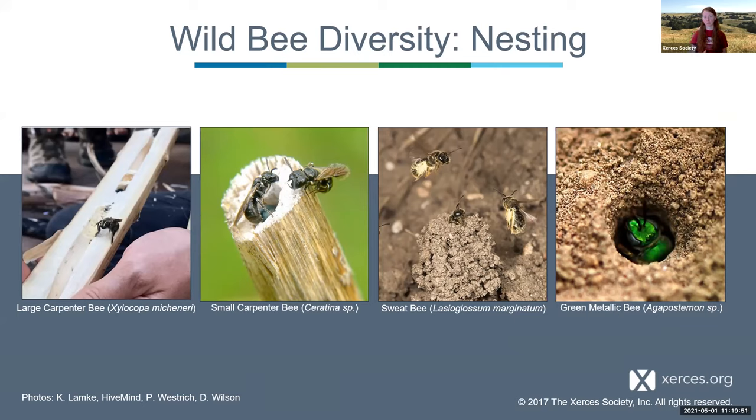And the majority of our bees actually nest in the ground. So we have some that nest socially in the ground and they'll build large tunnels. We also have some that nest solitary in the ground. So there's no queens, no workers, no colony. It's just one female bee who builds her nest down there.